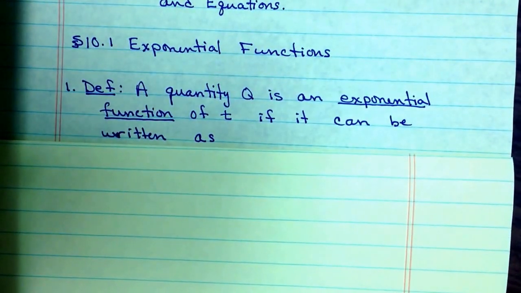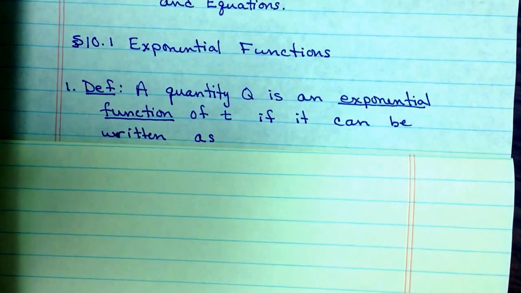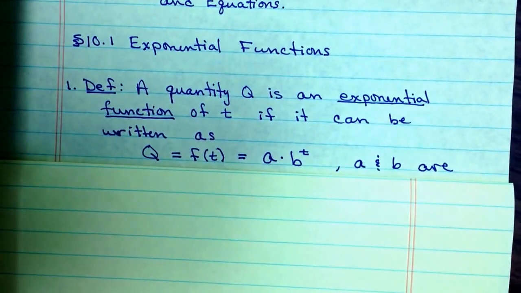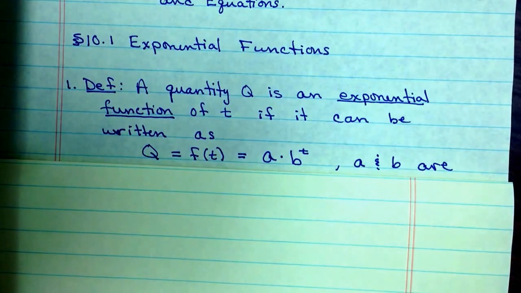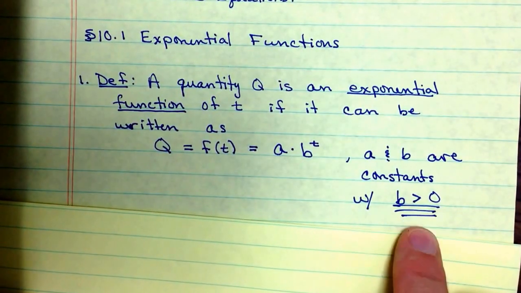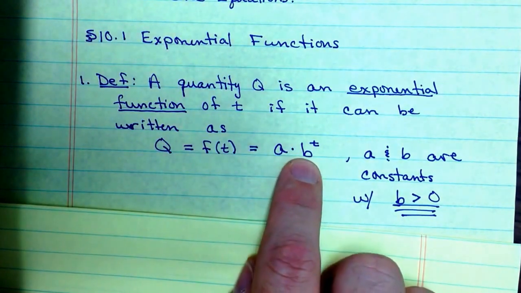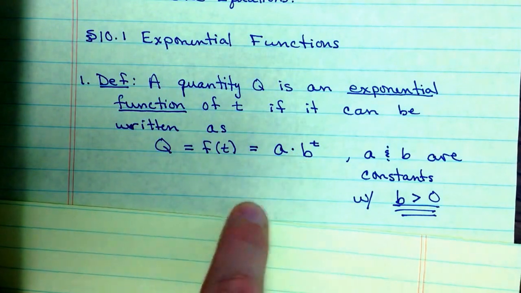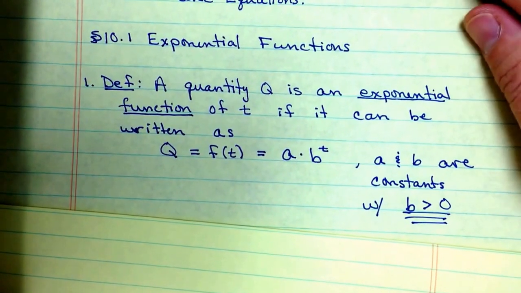A quantity q is an exponential function of t if it can be written as q equals f of t, where f of t equals a times b to the t. A and b are constants, and b needs to be positive. That's very, very important. We always want the base of the exponent to be positive because we don't want to take a negative to varying powers, which can cause problems.